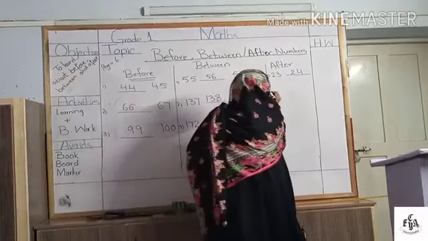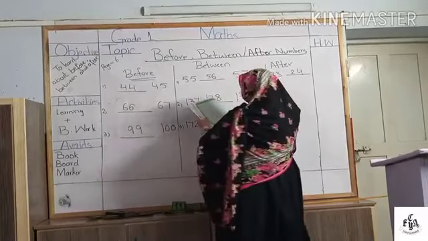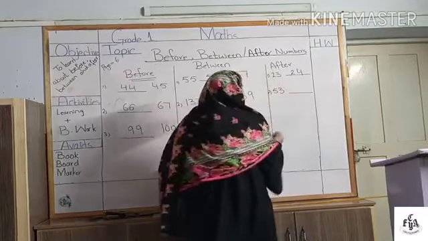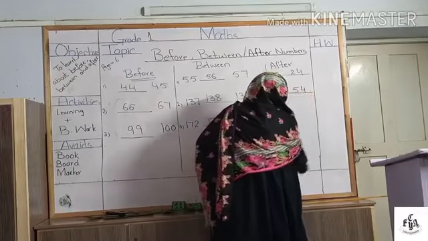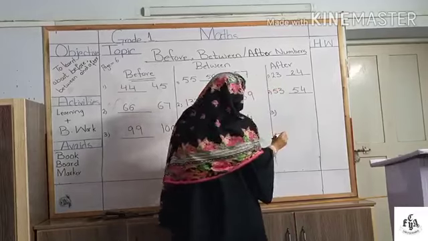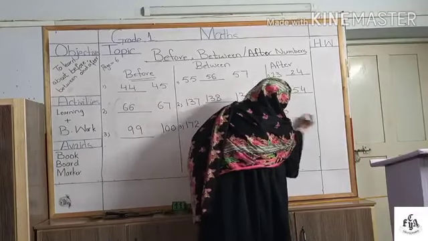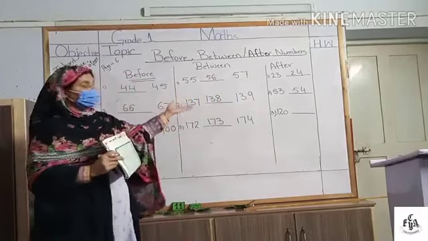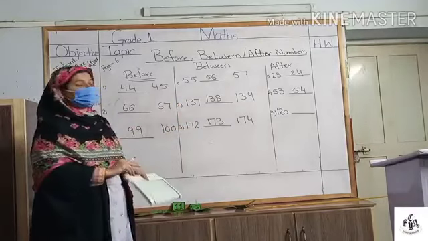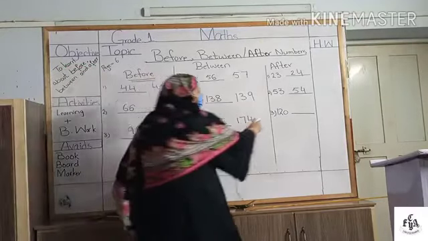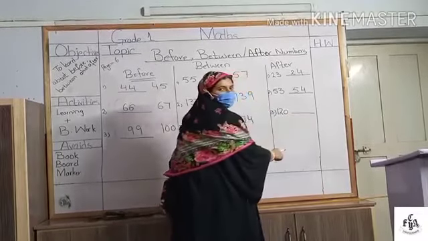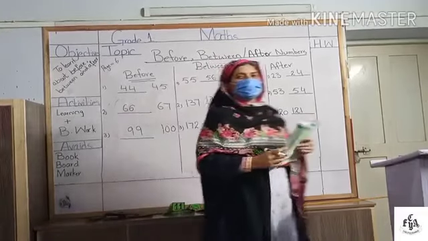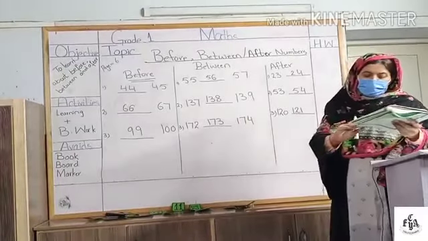Okay. Now the second one is 53. What will come after 53? 54. And number 3 is 120. You will write the counting in 100 and 200 and 300. So you know what is the next number after 120? What is the after number? 121. By this method, you will complete page number 6.